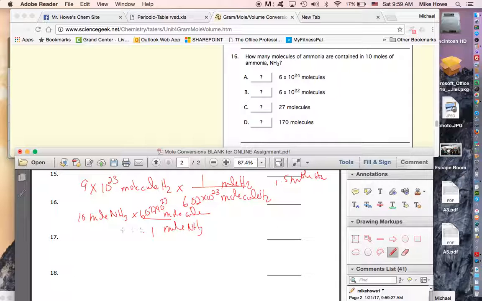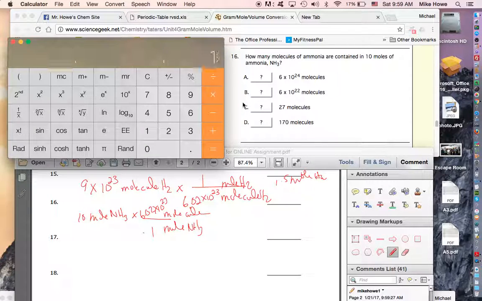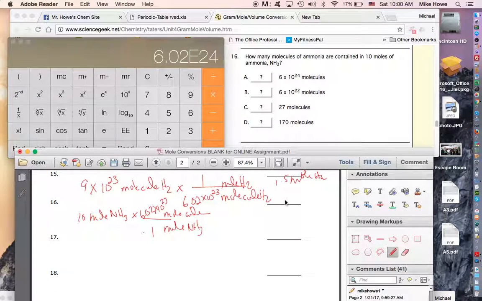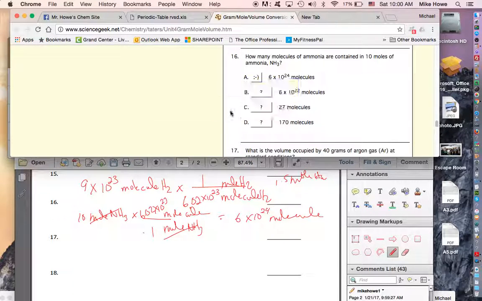So now on the calculator, you just do 10 times 6.02 times 10 to the 23rd. So you pull your calculator back up, and it's 10 times 6.02. Once again, you use EE 23. And say equals 6.02 times 10 to the 24th. Okay, or we can just round that off to 6 times 10 to the 24th. And the unit, since moles have canceled out, the units are molecules. So the answer would be right here. And we'd say, see if it's right.